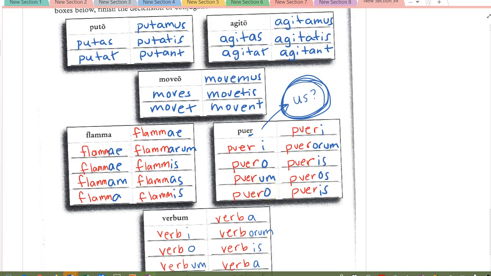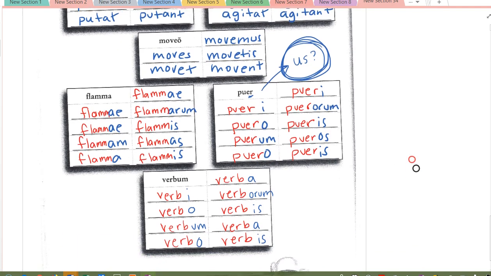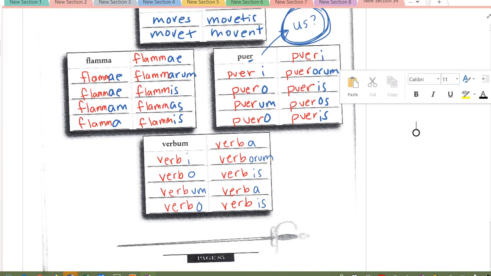There we go. Pause it if you need to, but I'm going to slide it up. You can go back if you need to. And then, ooh, that's kind of weird. Verbum. This is masculine, this is feminine, and this is neuter. I, o, o, a, orum, is, a, is. All of our verbs on there. Verbum, verbi, verbo, verbum, verbo, verba, verborum, verbis, verba, verbis.